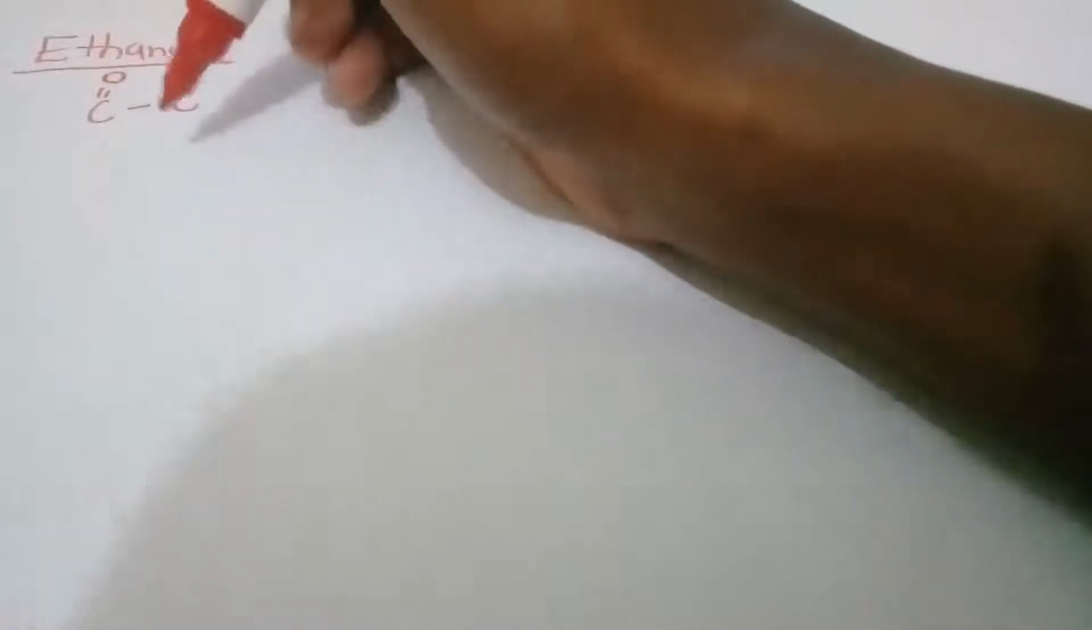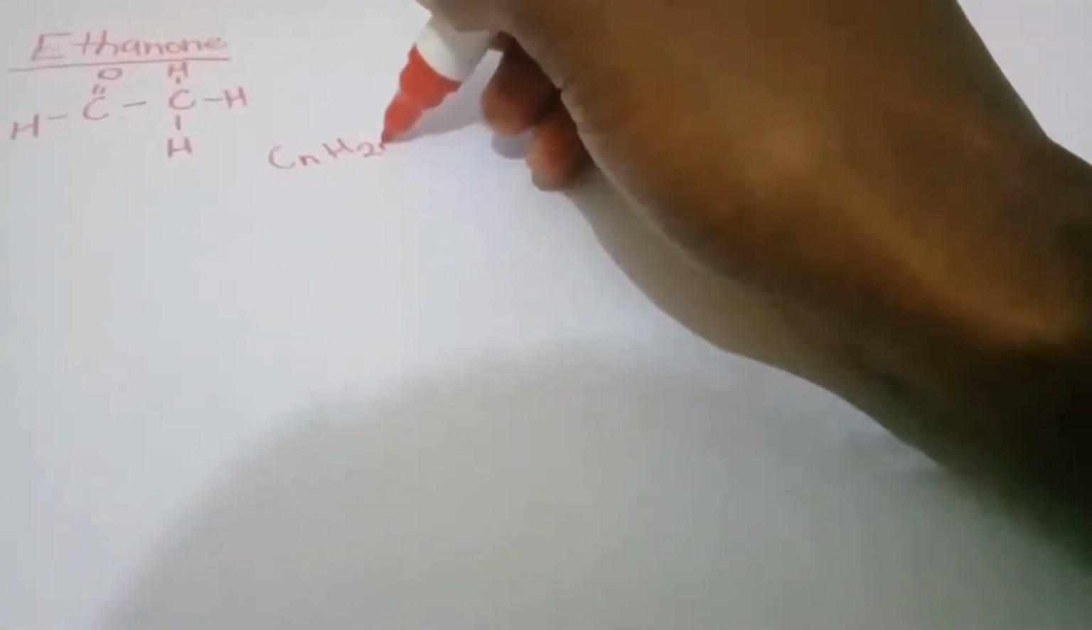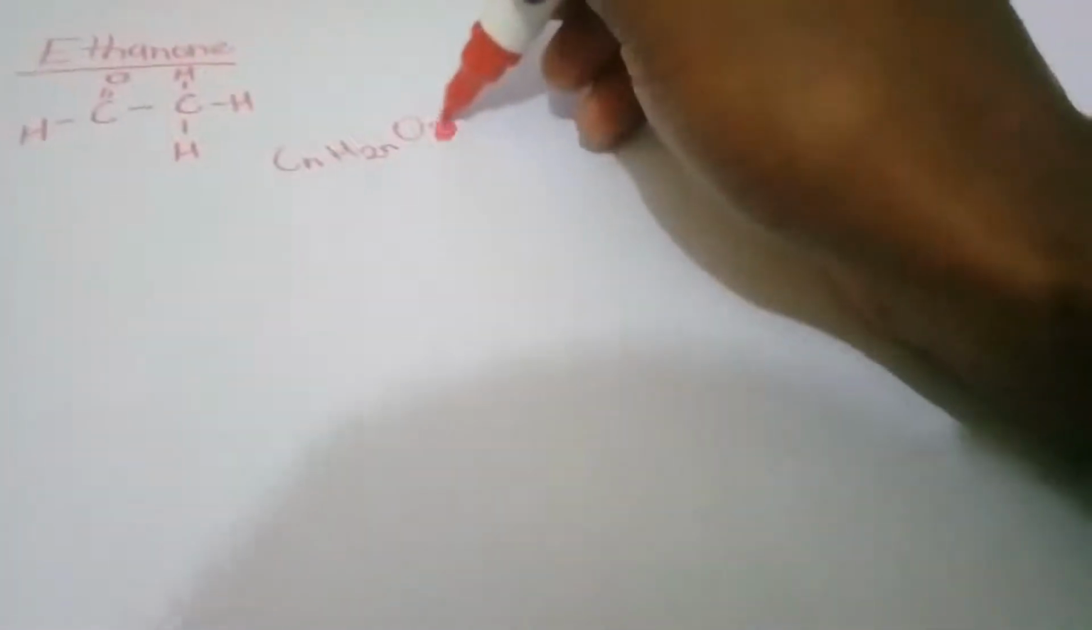The functional group for ketones has the oxygen atom. The oxygen is going to bond with the carbon and we have our H there. The general formula is CnH2nO, that's the general formula for ketones. So this is the structural formula for ethanol.